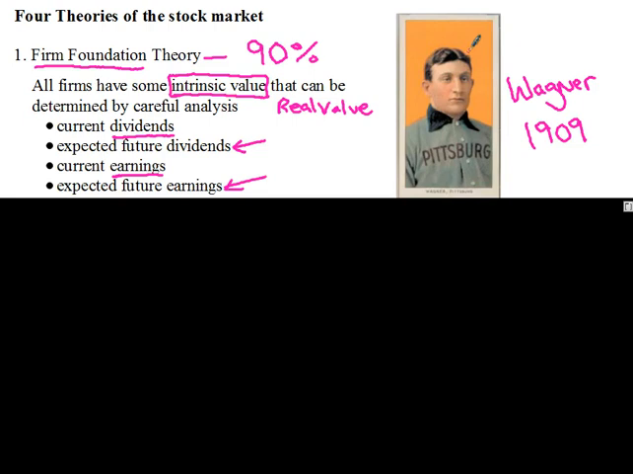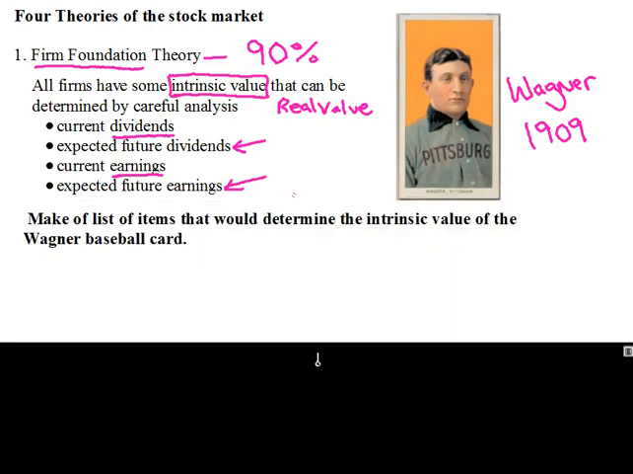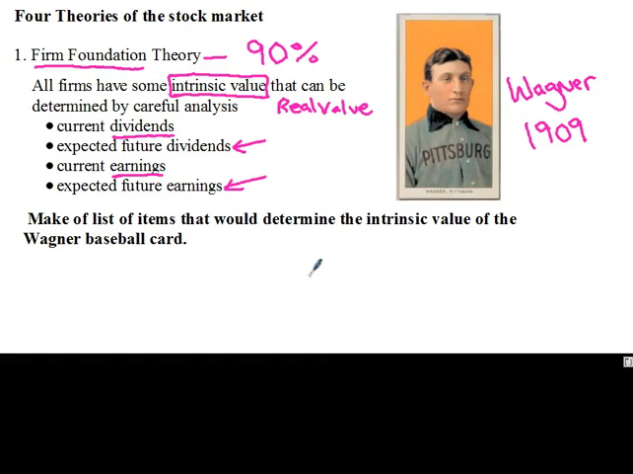But apparently, as the story goes, some of the cards still leaked out to the public. As a result of that, they are now very, very valuable today. They have a very high price in the market today. So let's think about that Honus Wagner baseball card. If we were firm foundationalists, we would try to figure out what is the intrinsic value of this Honus Wagner baseball card. That means, what is its real value? What is it really worth?